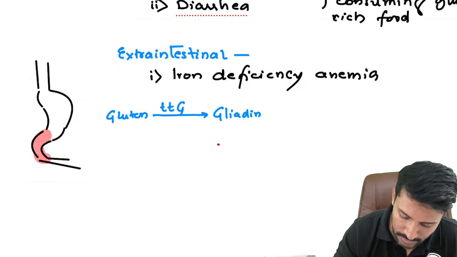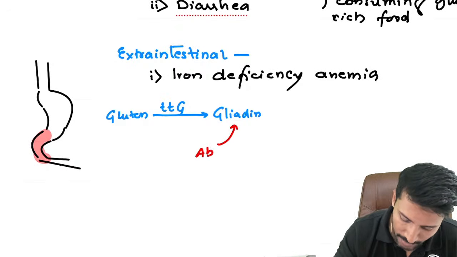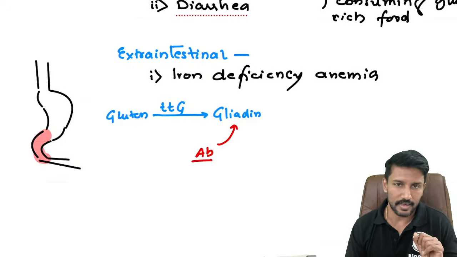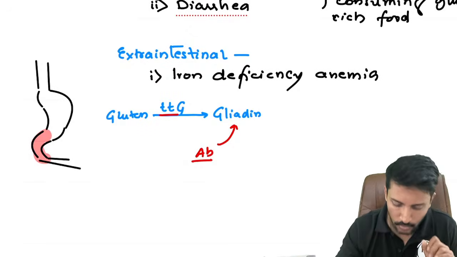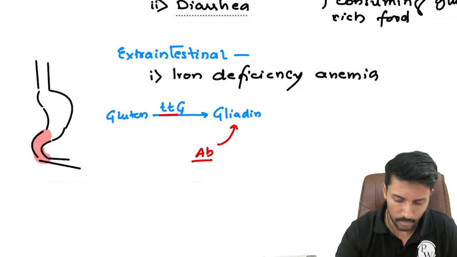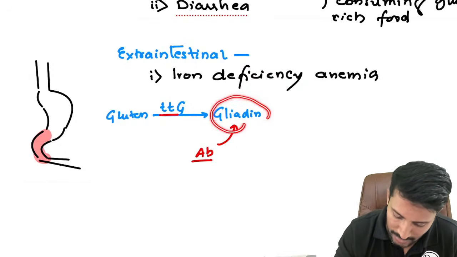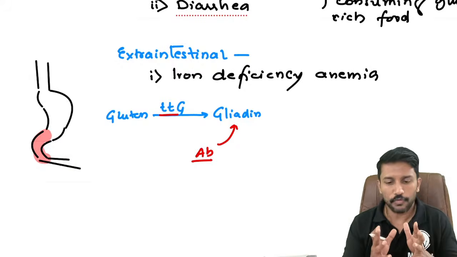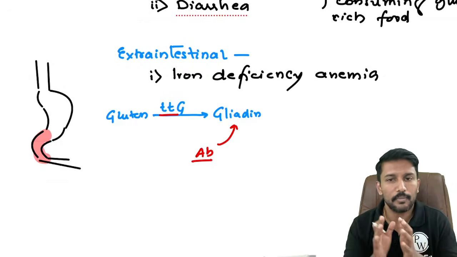Such individuals will develop antibodies against the gliadin. That's what we call anti-gliadin antibodies. Many individuals will also have anti-TTG antibodies. Now these antibodies will start damaging the area of the bowel wherever gliadin is present, right?